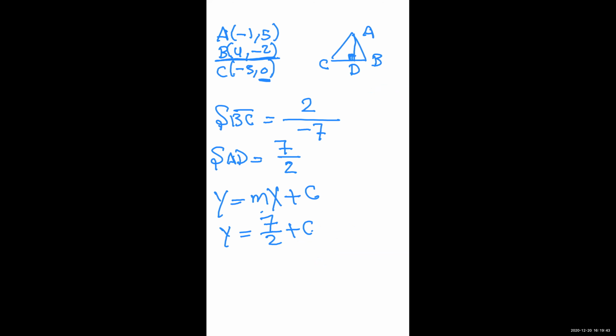It's mentioned in the question that this line passes through A. So the point A satisfies the relation. So now x equals negative 1 and y equals 5. So 5 equals 7 over 2 x here, I forgot x, plus c. So 7 over 2 times x first, it's negative 1, so times negative 1 plus c. So 5 will equal negative 7 over 2 plus c.